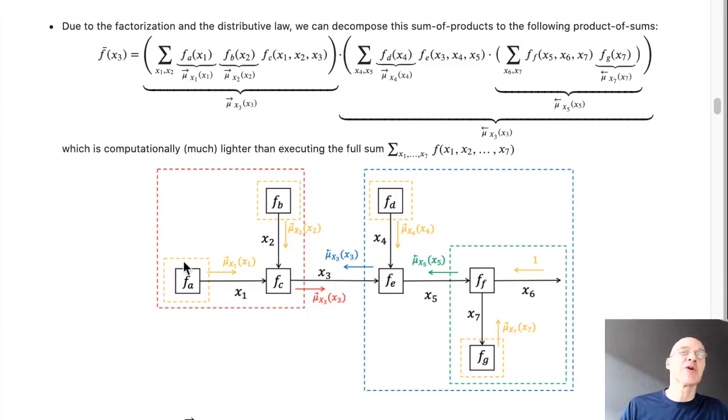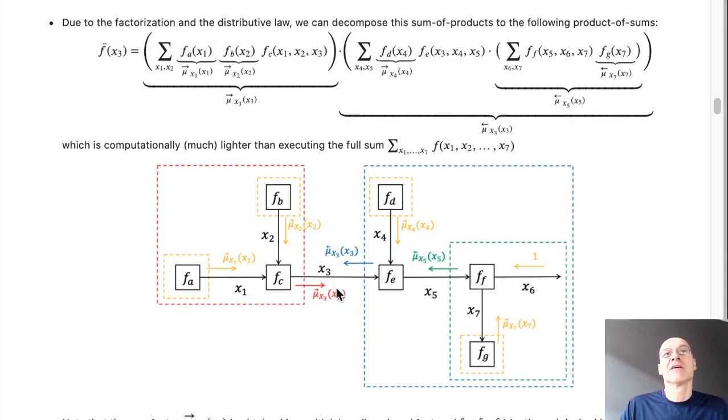I can do the same thing from the right hand side of the graph, and what is left over is a message from the left hand side of the graph, the red composite node, and a message from the right hand side of the graph, this blue composite node, and apparently multiplying this message from the left hand side times the message from the right hand side computes the marginal.